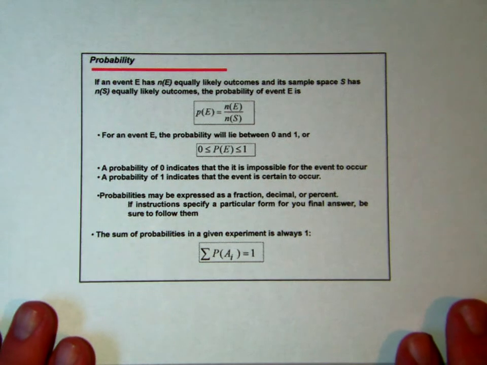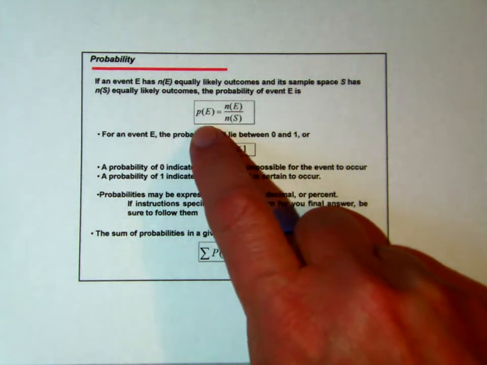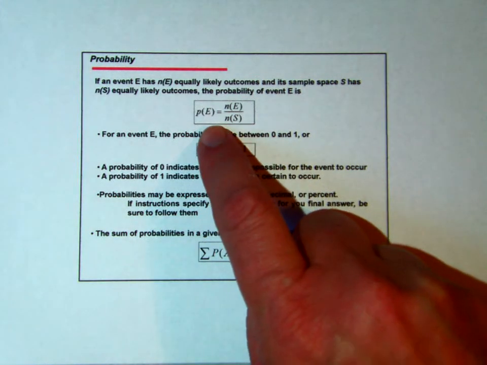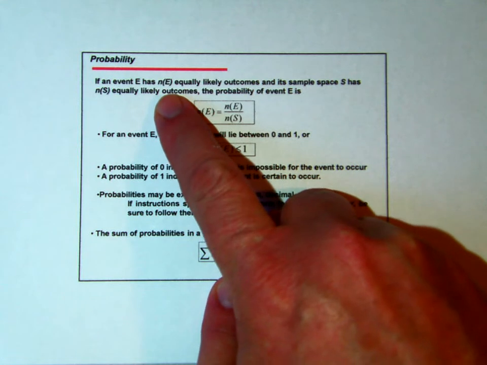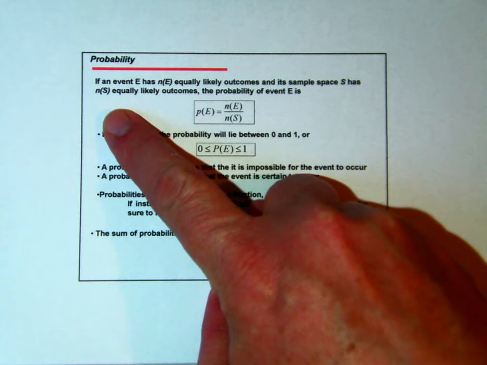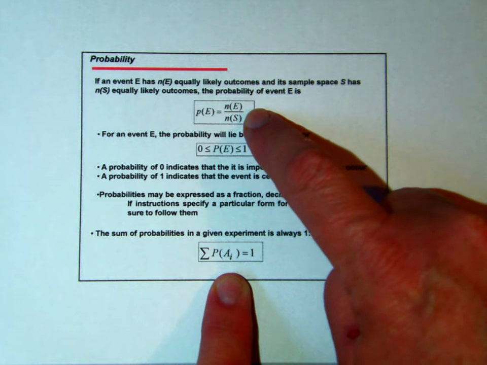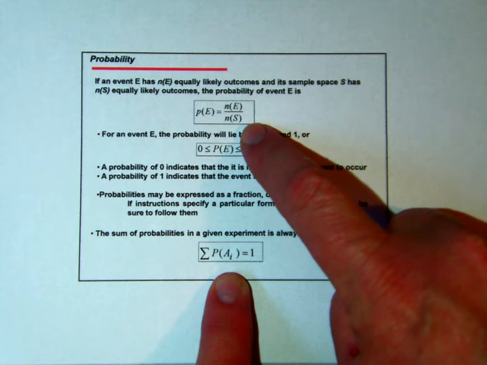So the probability definition that your book uses: if an event E has n of E equally likely outcomes and its sample space S has n of S equally likely outcomes, the probability of event E is P of E. The P with the E on the inside means the probability of that event. That n of E means the number of ways that can occur. And the n of S, the sample space, refers to all possibilities. So whatever you're interested in getting a probability of, the number of ways that occurs is the top of the fraction. The total possible number of outcomes is the bottom of the fraction.